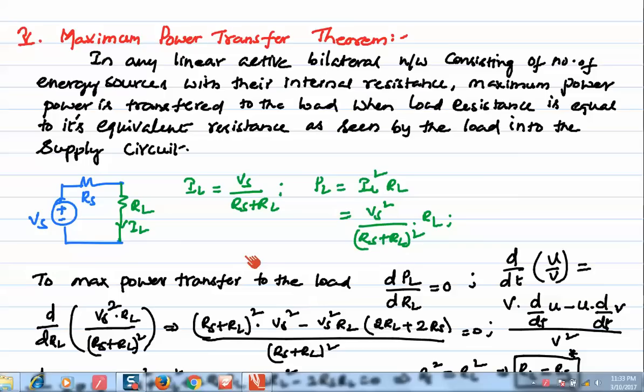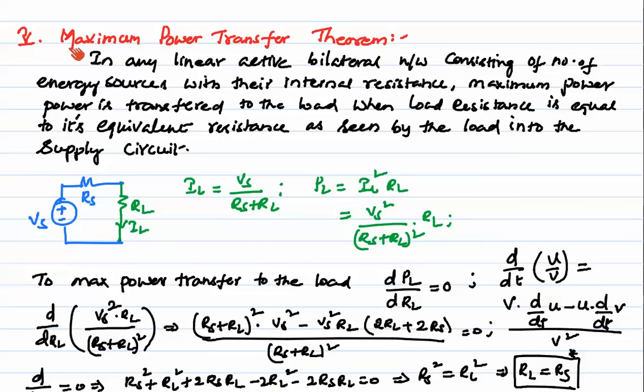So next we'll solve the maximum power transfer theorem, which states that in any linear active bilateral network consisting of a number of energy sources with their internal resistances, maximum power is transferred to the load when the load resistance is equal to its equivalent resistance as seen by the load into the supply circuit.